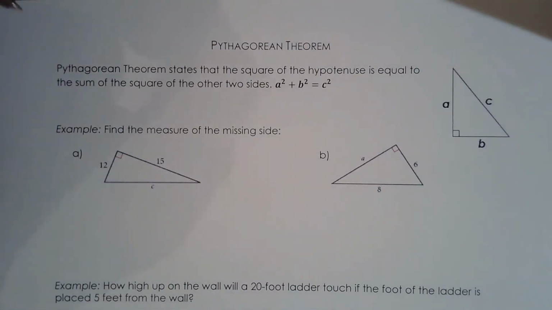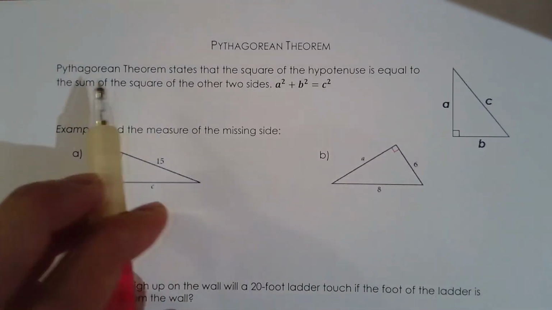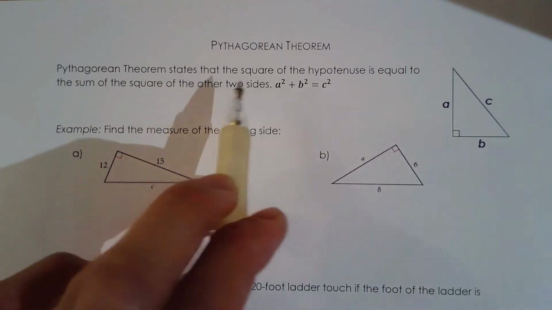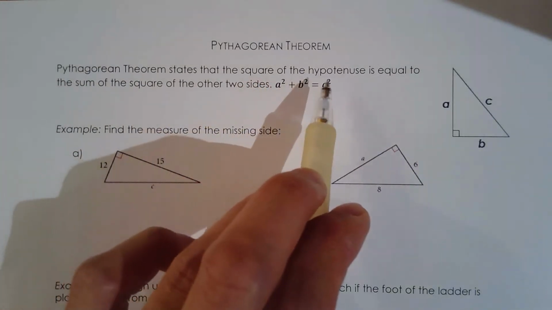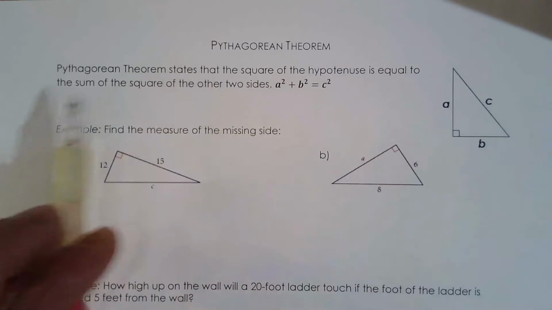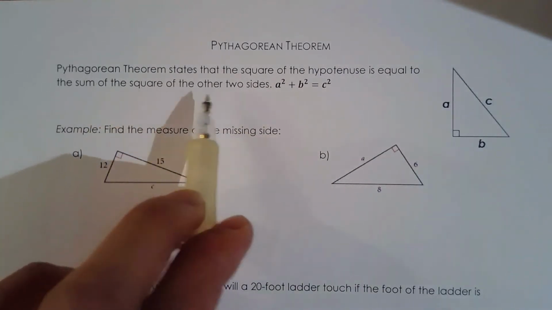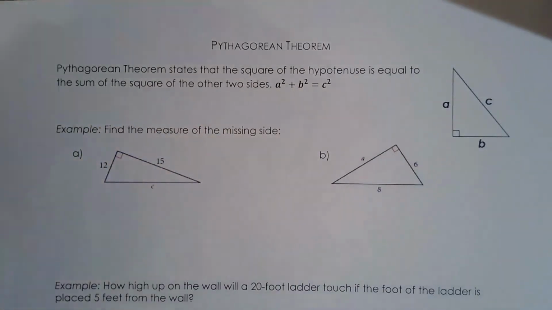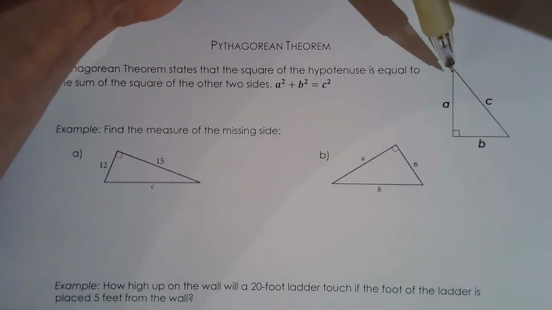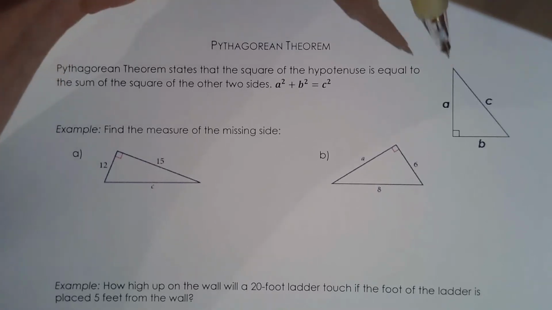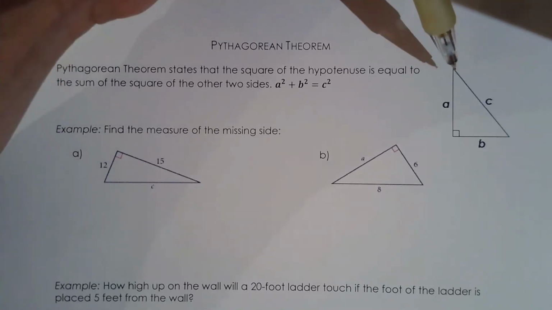In the previous video, we stated the proof for the Pythagorean theorem, and we said it was a squared plus b squared equals c squared. The Pythagorean theorem in words is right here. The Pythagorean theorem states that the square of the hypotenuse is equal to the sum of the squares of the other two sides. There's some fancy words which we didn't say in the proof, but essentially you have a triangle here.